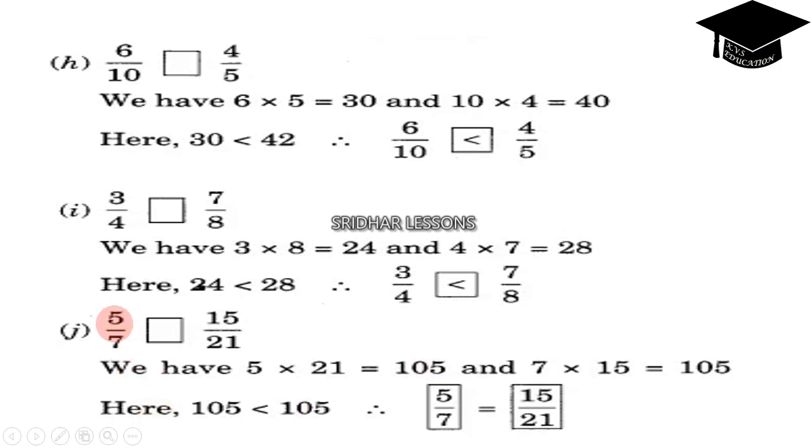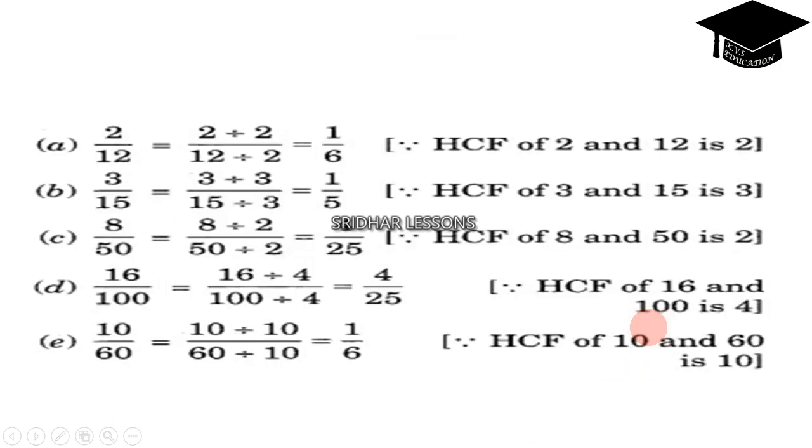Next, 5 by 7 and 15 by 21. 5 into 21 for cross multiplication it is 105, and 7 into 15 it is 105. Therefore, 5 by 7 is equals to 15 by 21. Equal fractions.